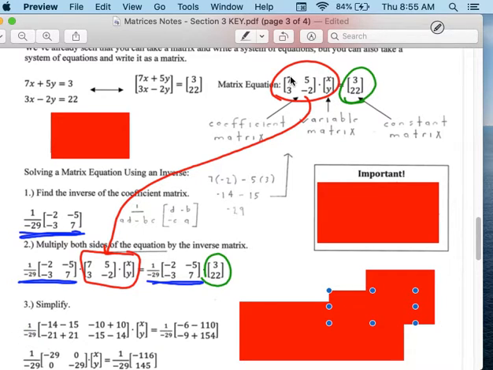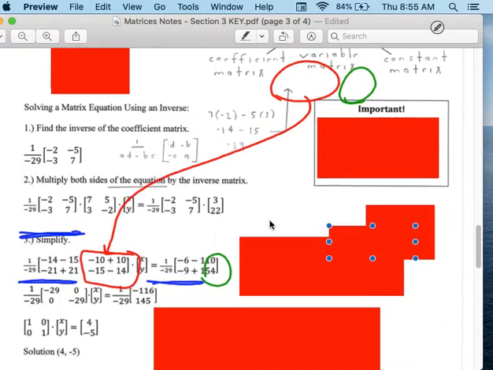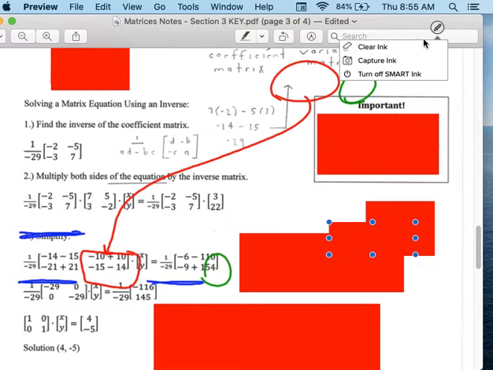Now, the reason why this works is every single time this is the identity, and we found it from 7, 3, 5, -2. When you multiply that together, what happened on that previous page? We get 1, 0, 0, 1. Okay? So you do not have to do all of the work on this other side.